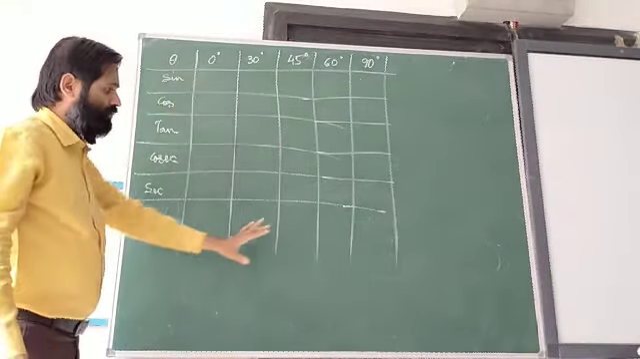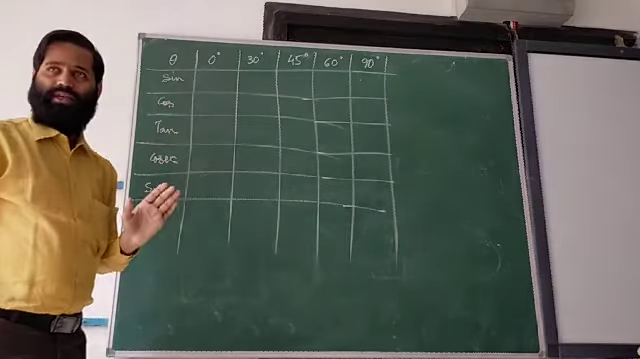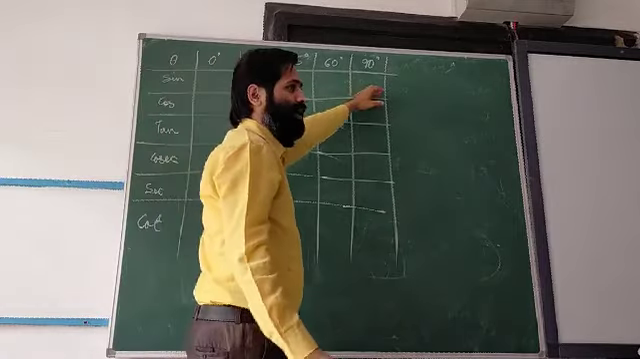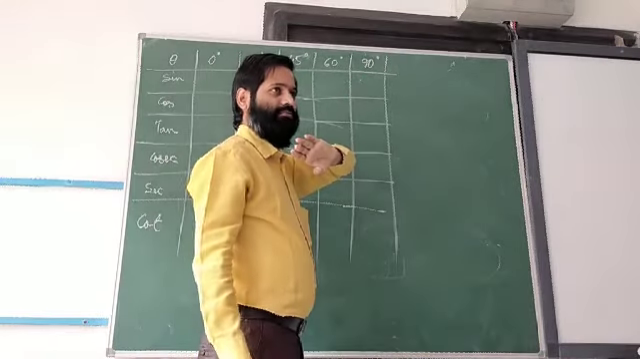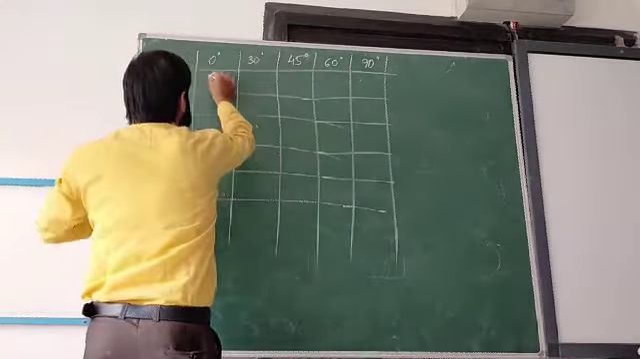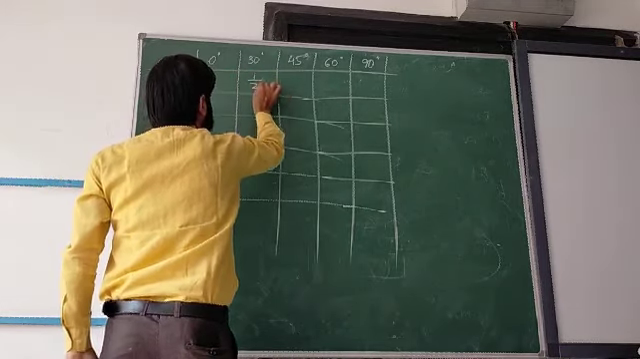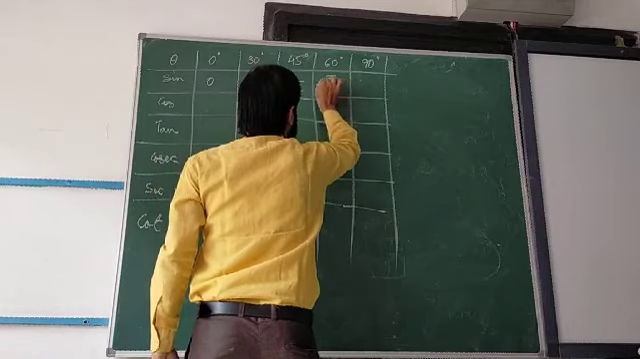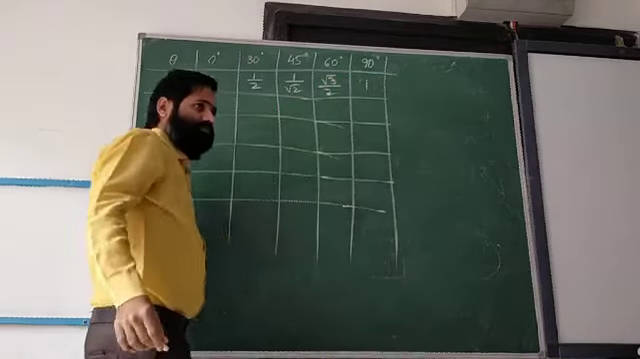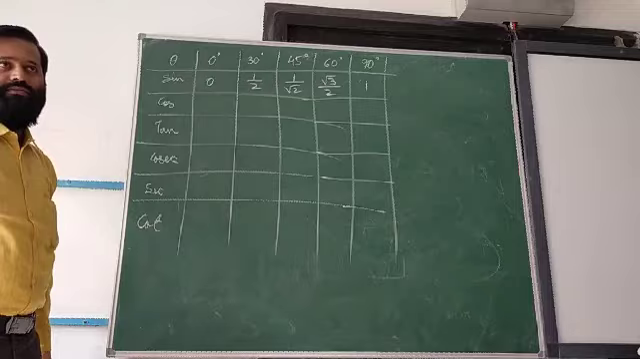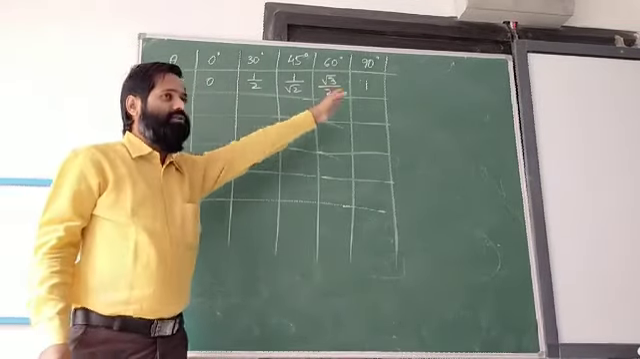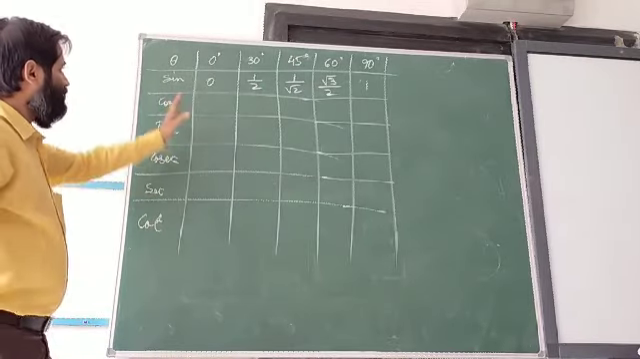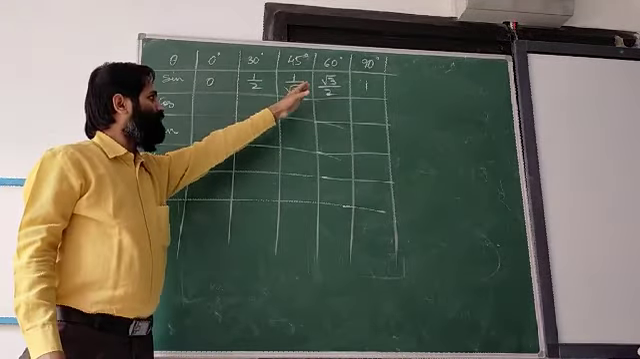You have to learn the whole table by heart. There is a simple way. First, this first line you have to memorize anyhow. So this is 0, half, 1 by root 2, root 3 by 2 and 1. If you memorize these values, then you can draw the whole table. 0, half, 1 by root 2, root 3 by 2 and 1.